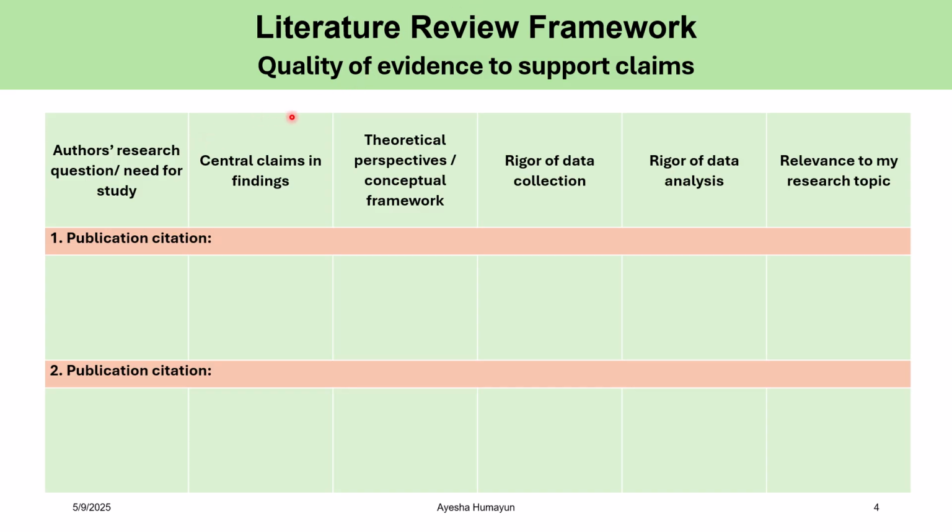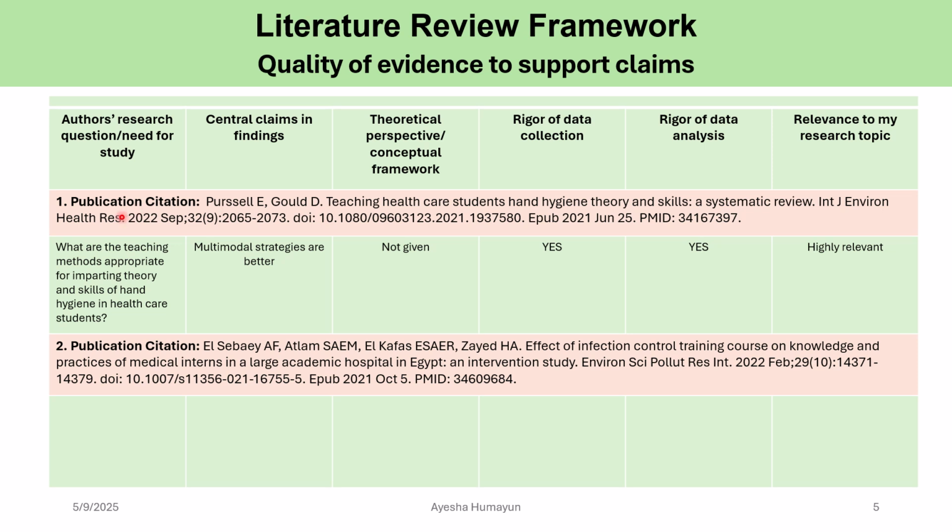This is the literature review framework, which is used to dissect the paper. For example, I have a citation of a paper here, a second citation over here, and I can read that paper and identify the research question or the objective of the study and write it over here. I can identify the central claims of the findings, and then I can write the central main result or primary findings of the paper. And then I can look into whether a theoretical perspective or conceptual framework is being used or not. And if not given, I can write it over here.